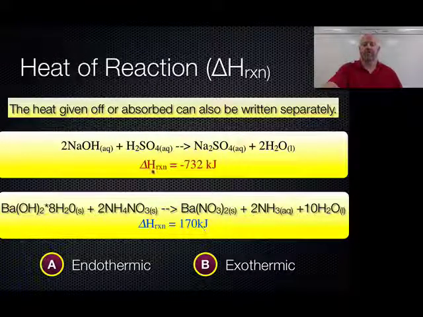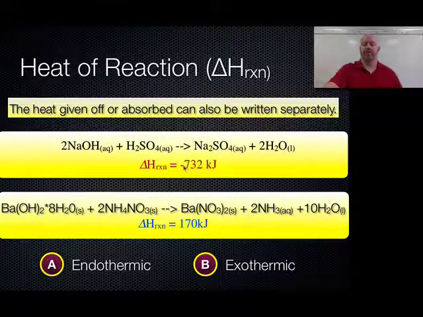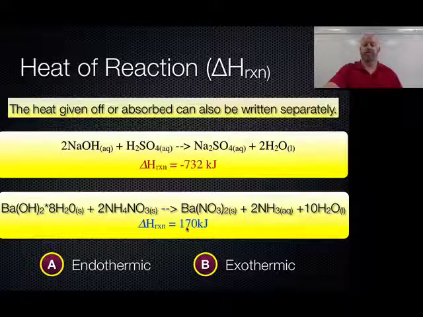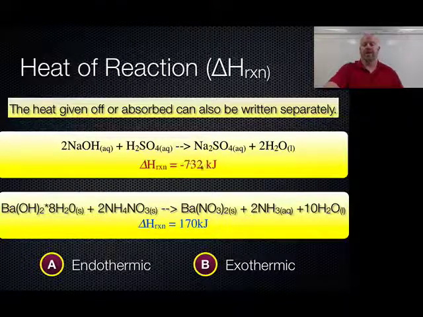So in these cases, when we write them separately, the one in red is going to be exothermic because we're releasing this much energy. The one in blue would be endothermic because we're absorbing that much energy. If I ask you to put this number in the equation, you'd put this one on the right-hand side, you'd put this one on the left-hand side.